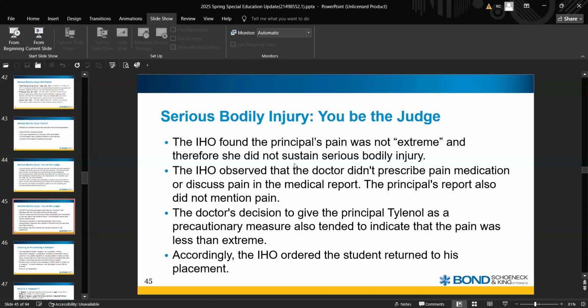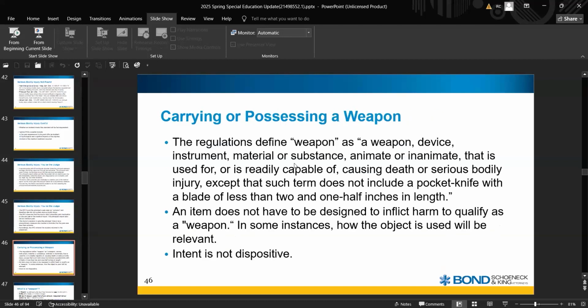The doctor's decision to give the principal Tylenol as a precautionary measure kind of indicates the pain was less than extreme. I think that's fair. And so, accordingly, the IHO ordered the student's return. All right. So, if you got that right, congratulations. If you didn't, that's okay. Life goes on. All right.